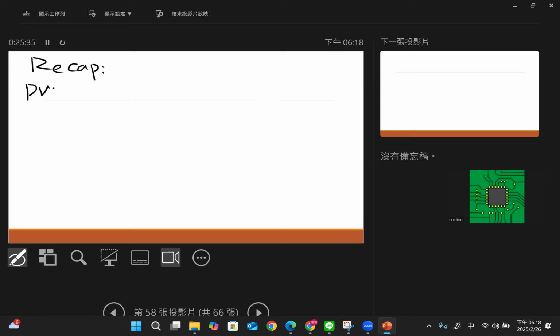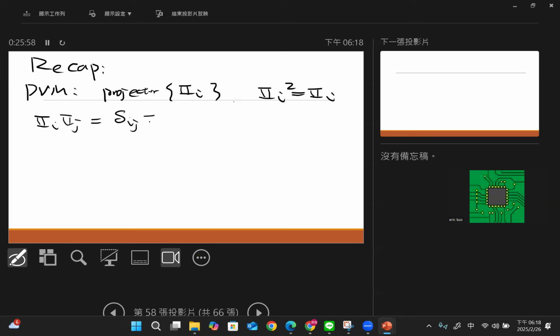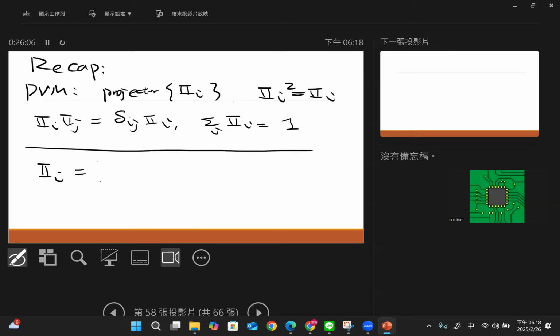In PVM, one way to say it is that I give you a set of projectors. Let's say I have projectors P_i, and the projector conditions are that they square to themselves, they are orthonormal to each other, giving delta_ij, and they all sum to 1. This is a PVM. If you want to go back to the standard bracket notation, just imagine that P_i is this kind of thing.